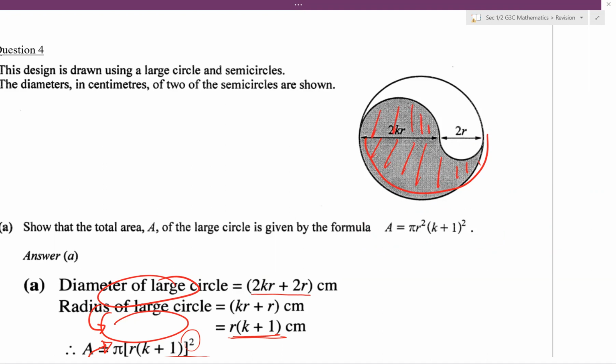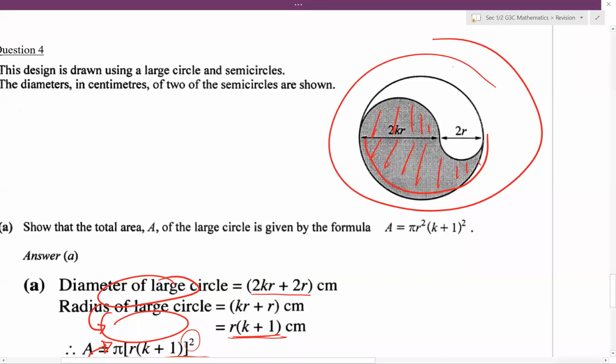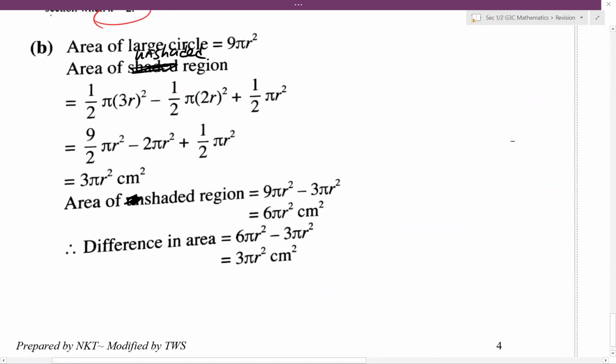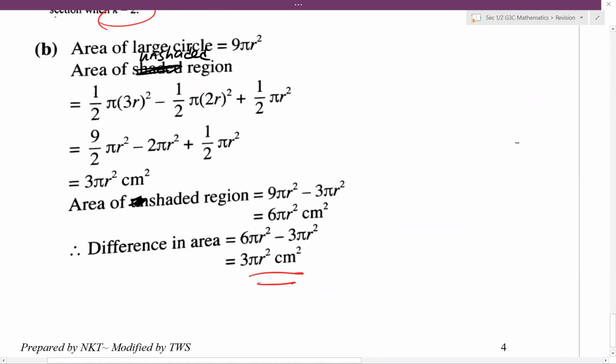And then they wanted the difference in shaded and unshaded, right? Which means now I need to find the unshaded area. Hey, we already have the area of the entire circle. You have the area of the shaded part. Unshaded is very easy. Just minus lah. So you are able to get this unshaded area. Difference, subtract. Simplify. Substitute k equals 2, get answer. Difference in area. Okay, there isn't much time already.